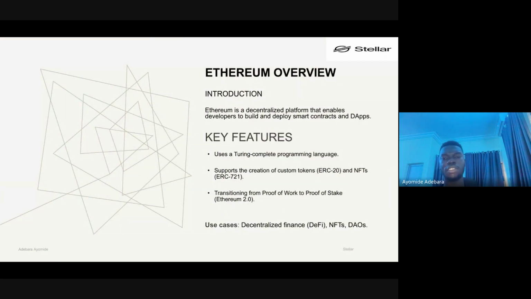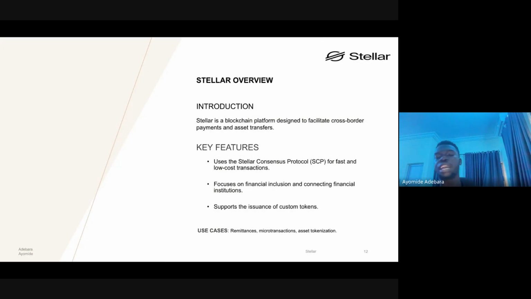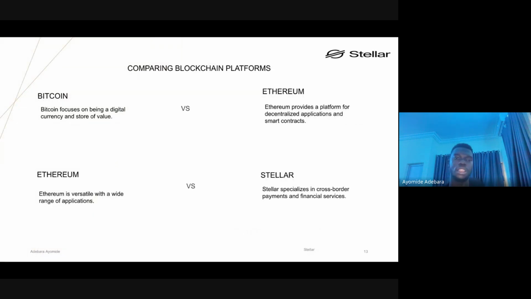Now, notice that all of these key features I'm talking about are just a few of the things you can do. There are so many things you can do as long as you are writing a smart contract.